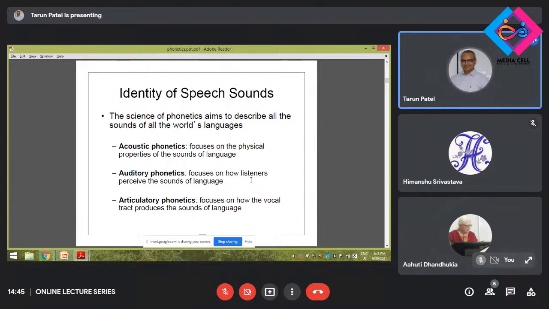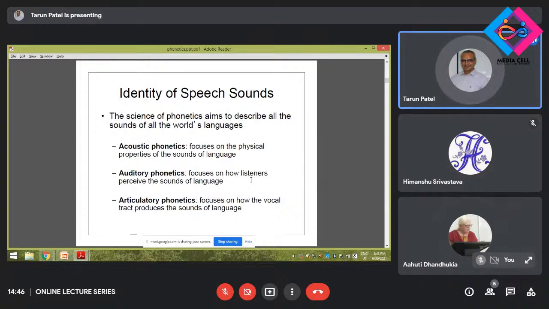The science of phonetics aims to describe all the sounds of all world languages. There are three branches: acoustic phonetics, auditory phonetics, and articulatory phonetics. The first one, acoustic, focuses on the physical properties of the sounds of language. The auditory one focuses on how listeners perceive the sounds of language. Articulatory phonetics focuses on how the vocal tract produces the sounds of language.